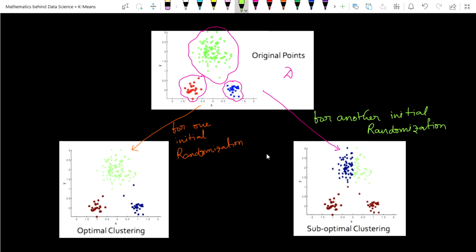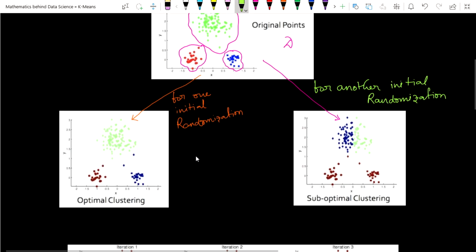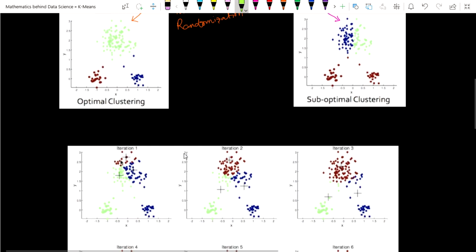We got this picture. This is the main problem of Lloyd's algorithm, k-means: initialization sensitivity. These things are the main problem here. Okay, now let's try to understand these things more visually.